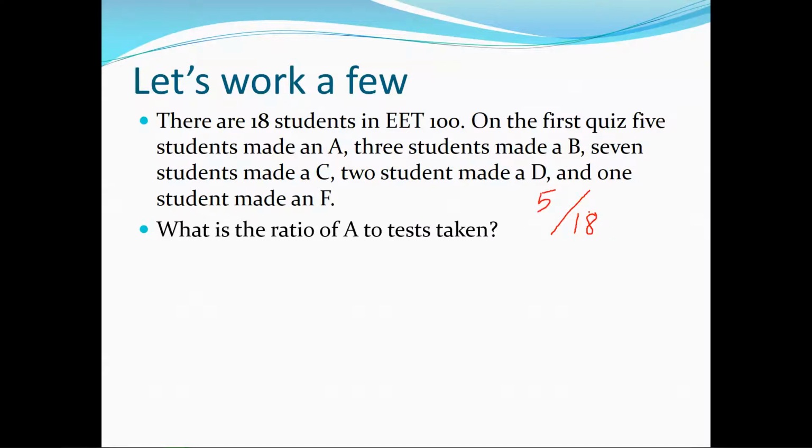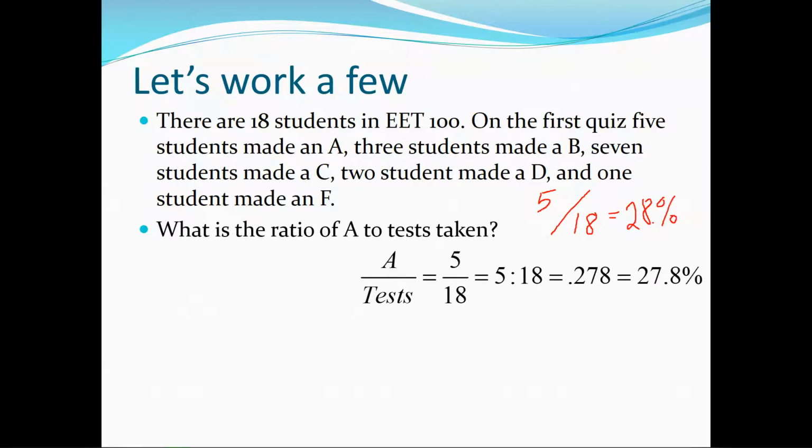Now, can I reduce this any further? No, but I can put that in decimal format. So I would take my 5 and divide it by 18 to get a percentage of roughly 28%. That's just rounding up.